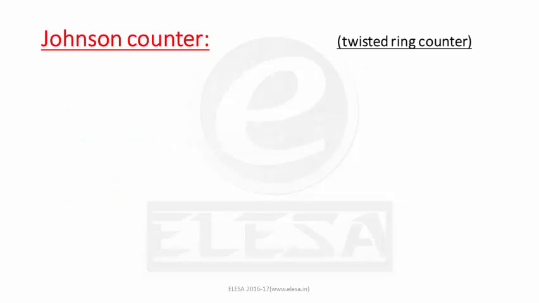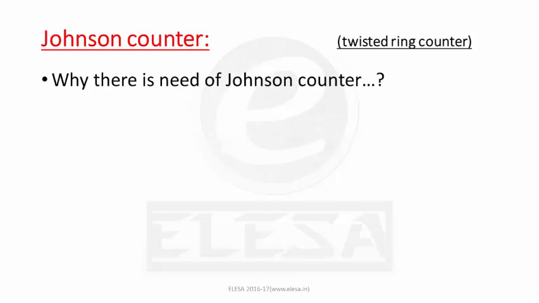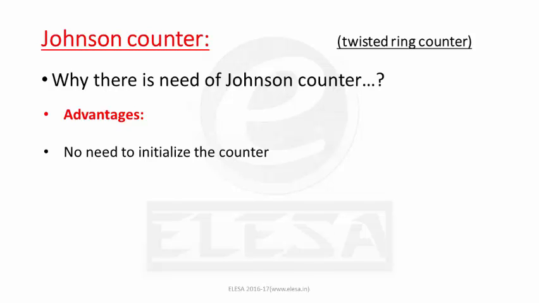After that, Johnson's counter or the twisted ring counter. Why is there a need for the Johnson counter? First of all, the question is why there is a need. Because we need to initialize the counter of the ring counter, which is not the same as in the Johnson's counter. So here there is no need to initialize the counter.